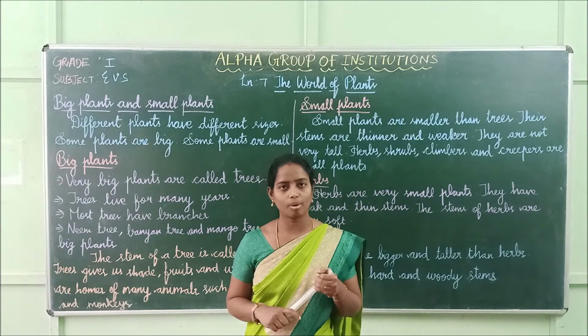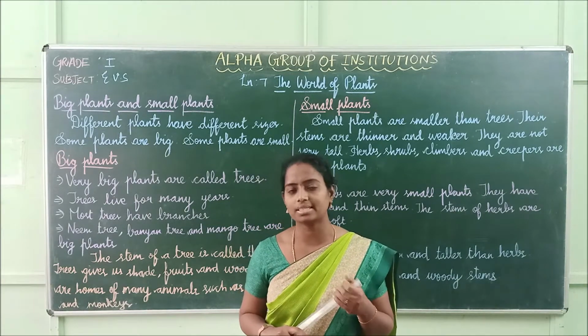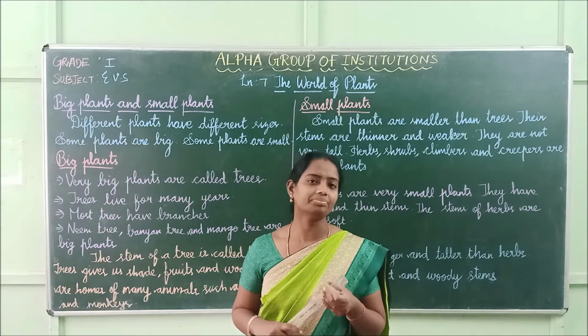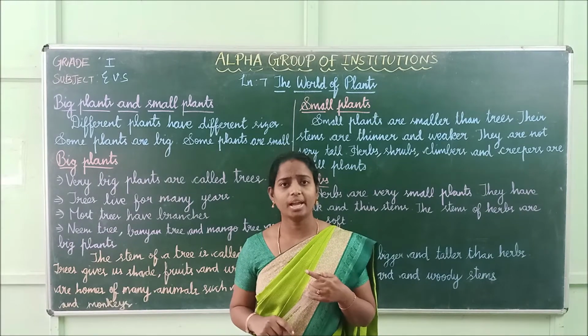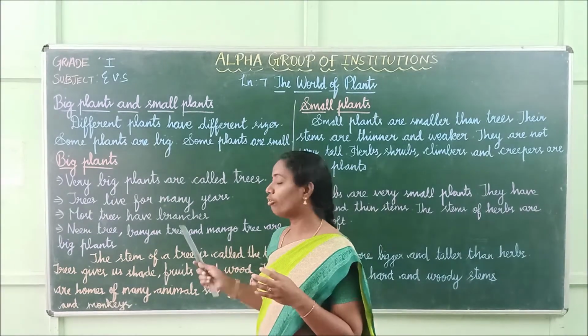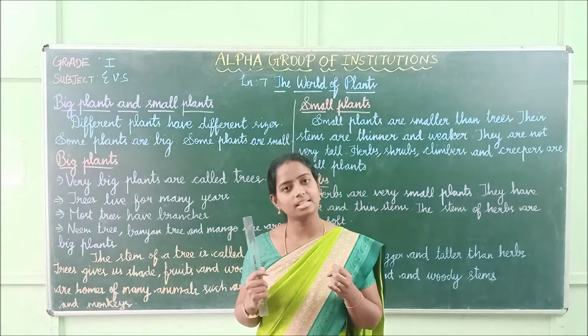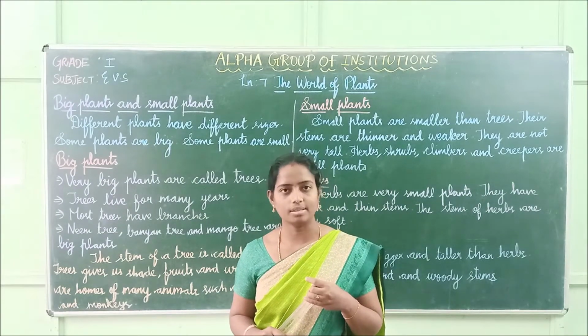Okay, children, these are all about big plants. What was all about the big plants? The stem of a tree is called a trunk. Trees have many shapes, sizes and colors, and they also have flowers. Trees are homes of many animals such as birds and monkeys. This is all about big plants, okay children.